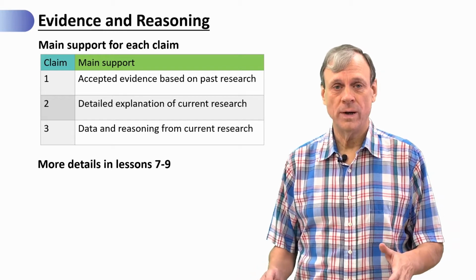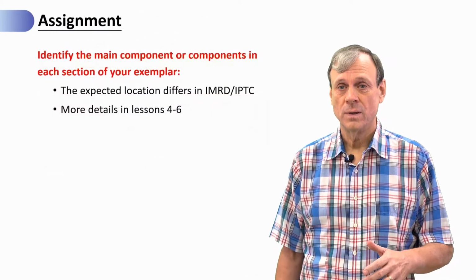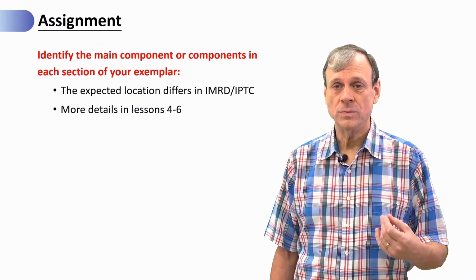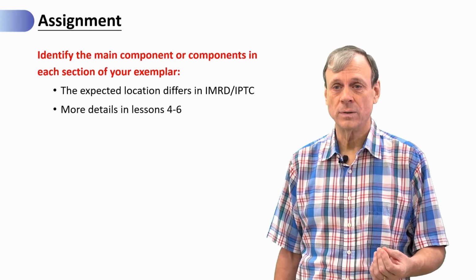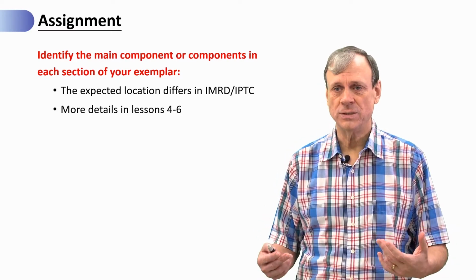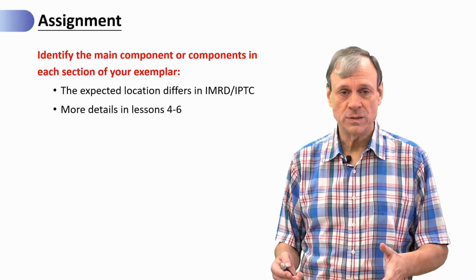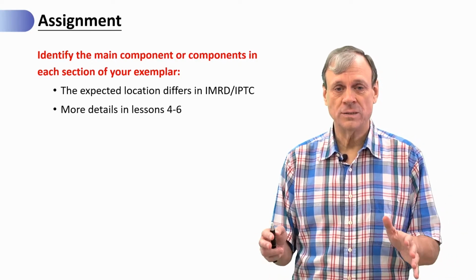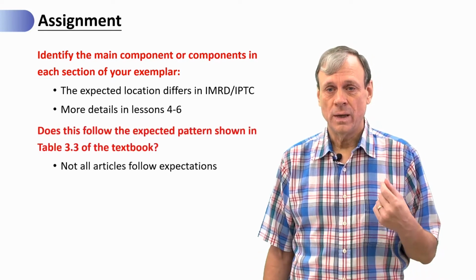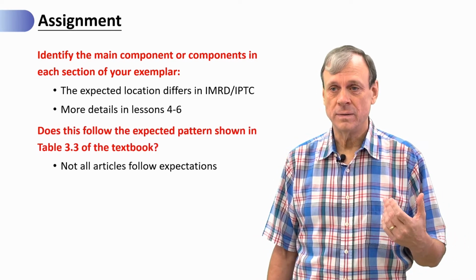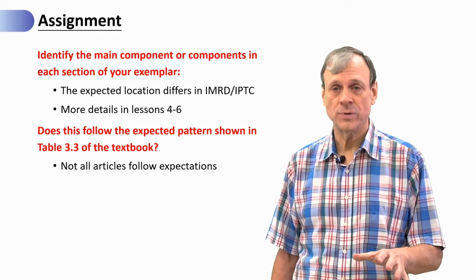Now, this is just an introduction. We're going to talk more about those in lessons 7 through 9, but I just wanted to mention it for now. So your assignment for now is to look at the main component or components in each section of your exemplar article and see if that matches the expectations. Again, we'll go back to these in lessons 4 through 6, and we'll see each of them in more detail. But for now, it's just to get a general structure of the article so that you begin to understand that. And see if what you find in your exemplar articles matches the expected pattern shown in table 3.3.